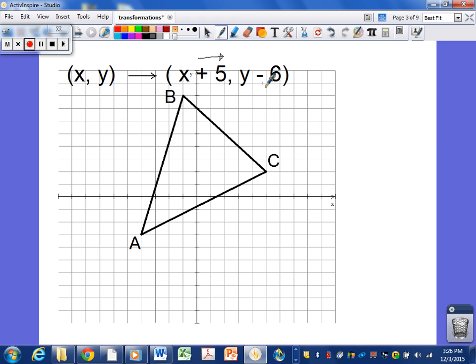And I'm going to move minus 6 from every y point. In other words, move every point, the y value, down. Okay, and I can do this quite simply by counting on my grid, which is why this is very nice.